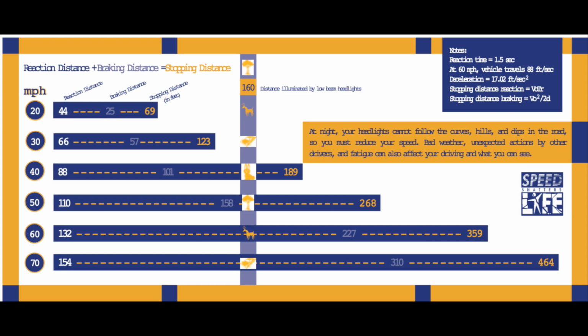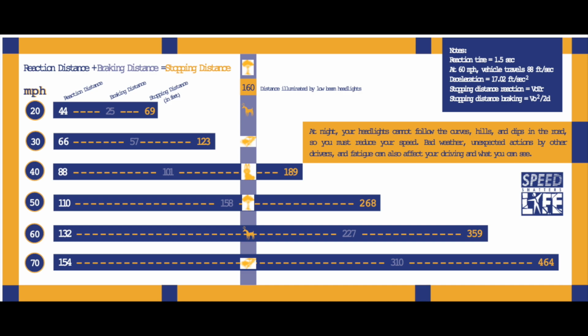So if you're traveling 20 miles an hour, this chart says that your reaction distance in feet per second is 44 feet. Then your braking distance after you choose to react is 25 feet, making a total stopping distance of 69 feet. So the faster you travel, the further your distance is in reacting, the further your distance is in braking, and the further your stopping distance is.